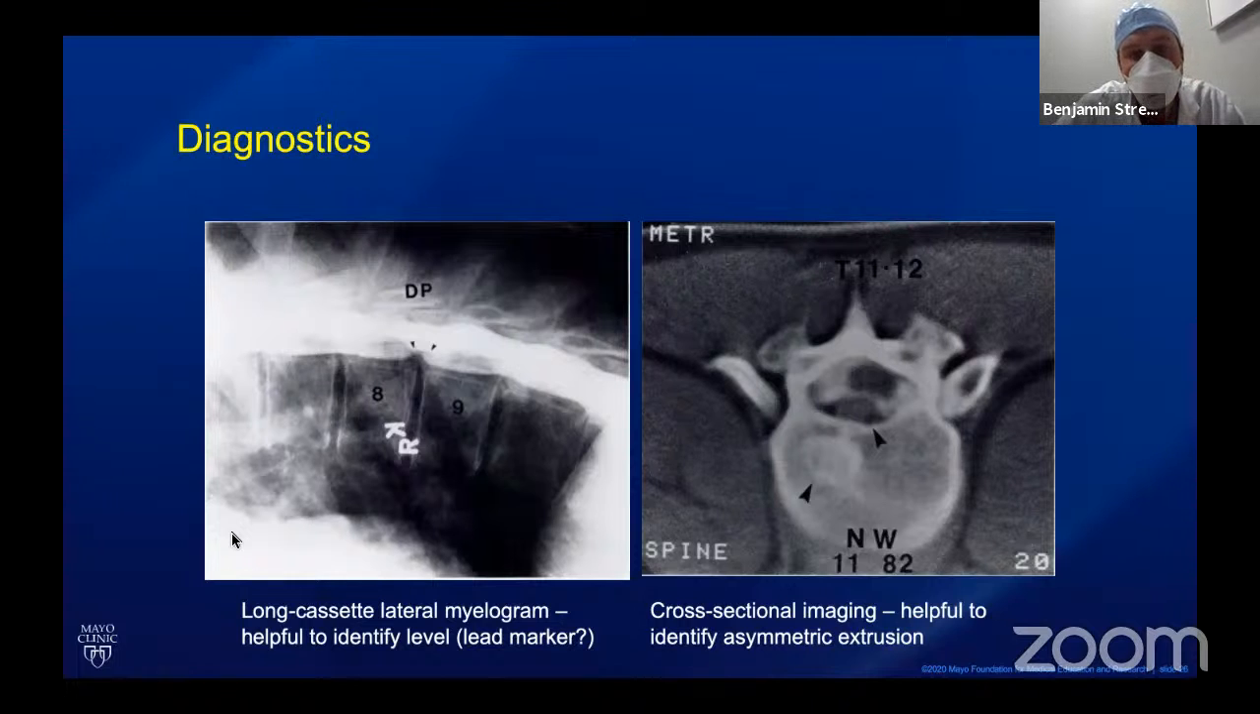Then the rightmost image highlights the benefits of cross-sectional imaging, which can certainly help identify an asymmetric disc herniation, which would be impossible to see on just the lateral myelogram. So the advent of cross-sectional imaging could help identify the approach to take for some of these more asymmetric disc bulges. And this is obviously before the advent of MRI in about 1984.